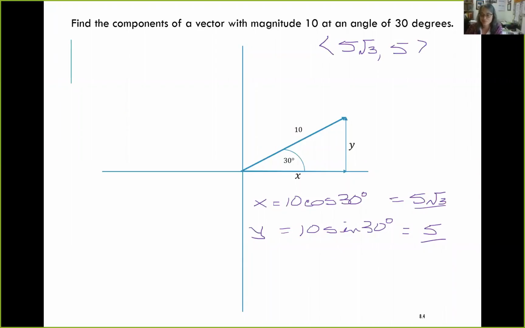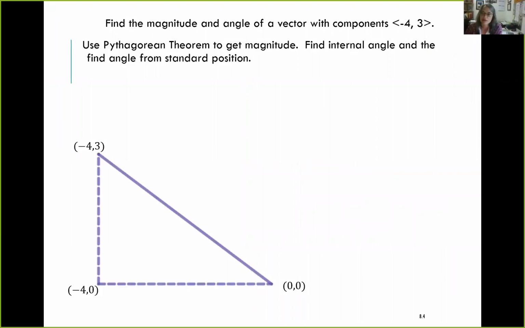Okay, one more. Backwards this time. Let's find the magnitude and angle of a vector with components -4, 3. So I've built my little triangle down here. This is my starting point, which I just labeled 0, 0. You can label it whatever you want. 0, 0 is convenient. My x component is -4, which means I've got a run of 4 to the left. And then my y component is 3, which means I've got a rise of 3.